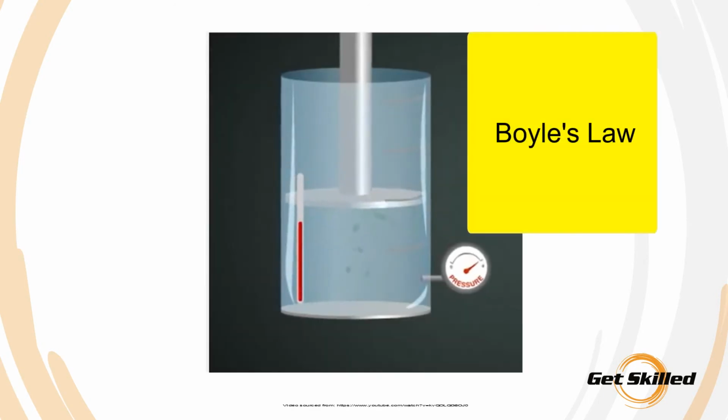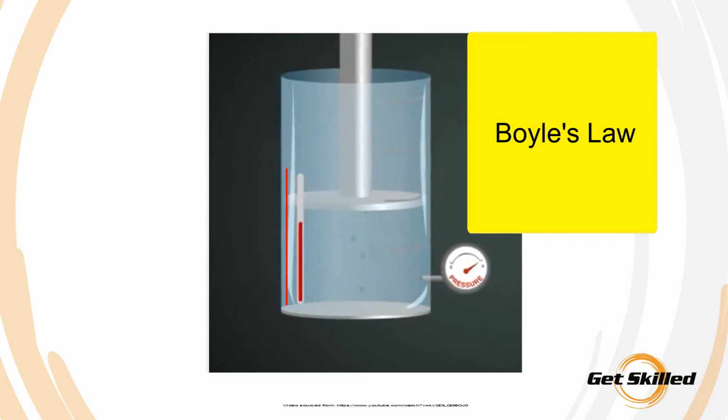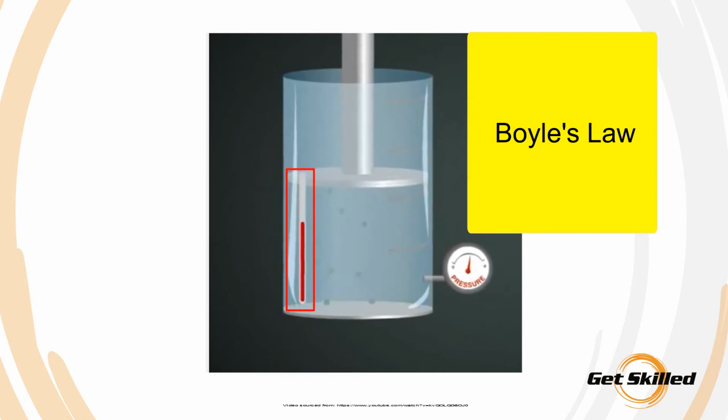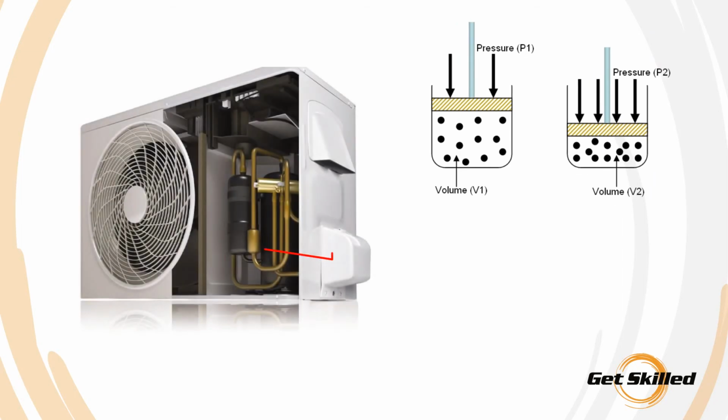Boyle's law explores the inverse relationship between pressure and volume. When the volume, or space, for gas is decreased, the pressure is increased, and vice versa. Please note, this is provided the temperature remains constant. Boyle's law is also found within a compressor of a split system.